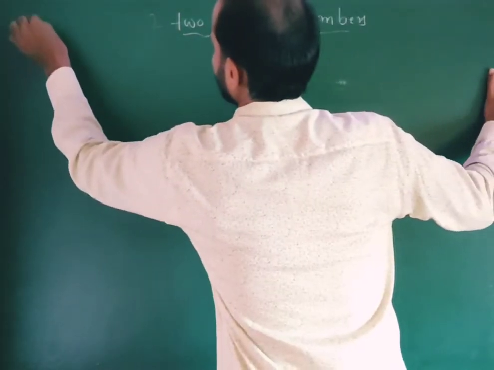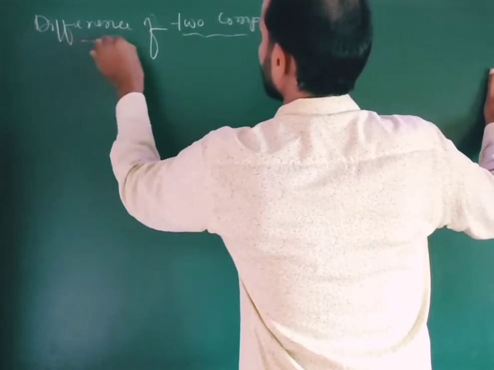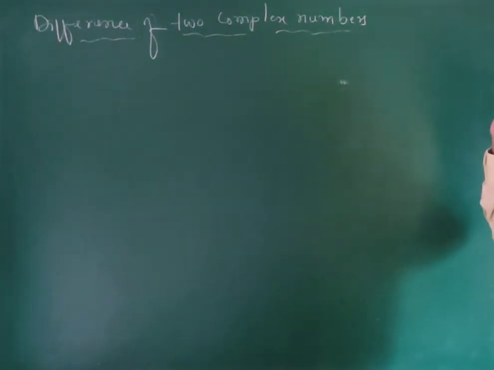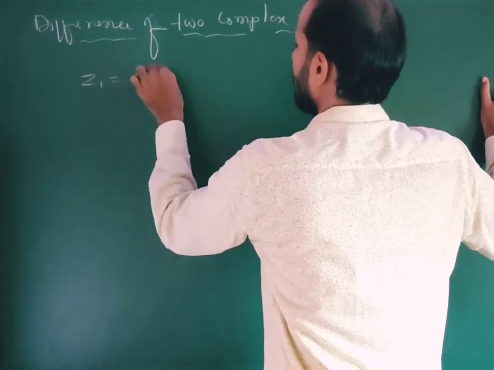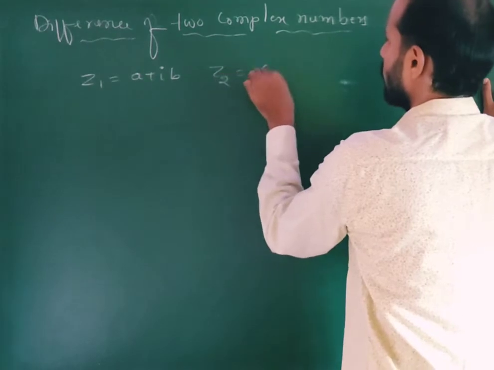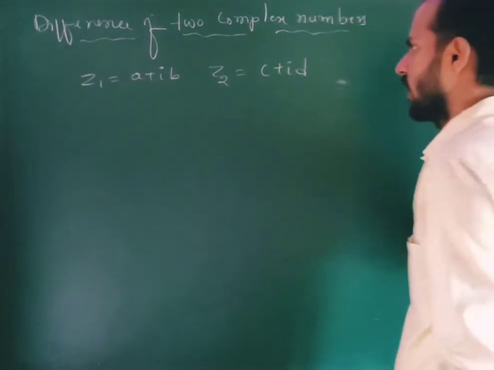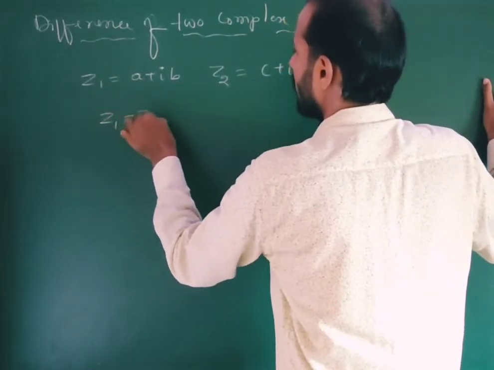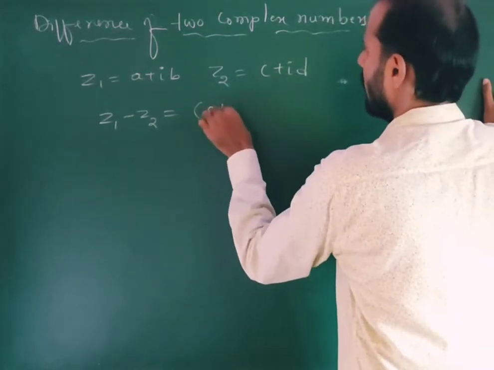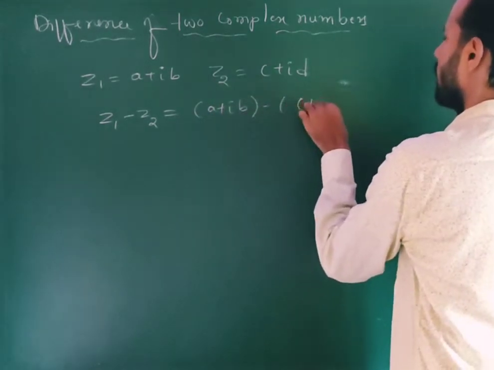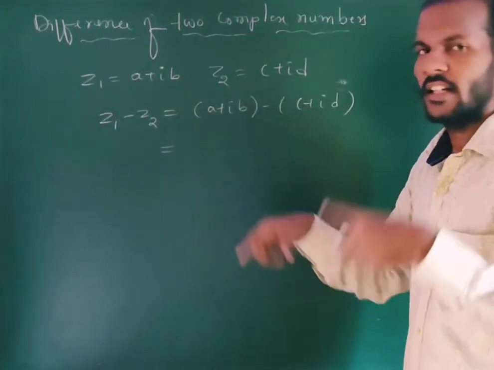Difference of two complex numbers. Again here also let us consider two complex numbers, z1 equals a plus ib, z2 equals c plus id. Now difference means subtraction, that is z1 minus z2. What we get here, similar to addition of two complex numbers: z1 minus z2 is a plus ib minus (c plus id). Now subtract the real part on one side and the imaginary part on the other side.